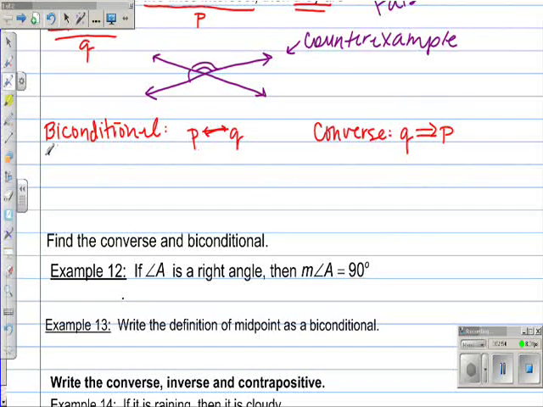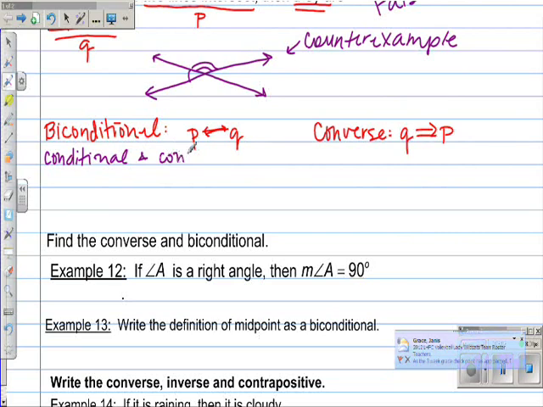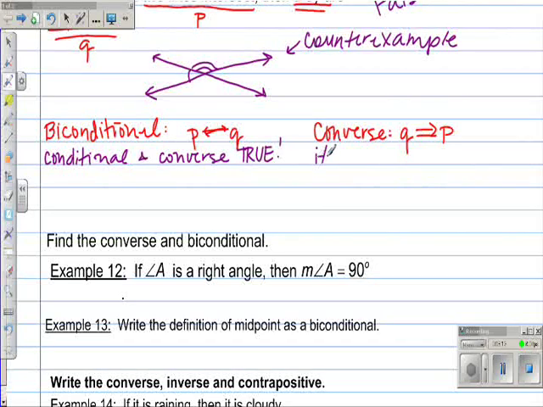and if your conclusion, then your hypothesis. So this means the conditional and the converse are both true. Okay? The converse means if the conclusion is true, then the hypothesis is true.